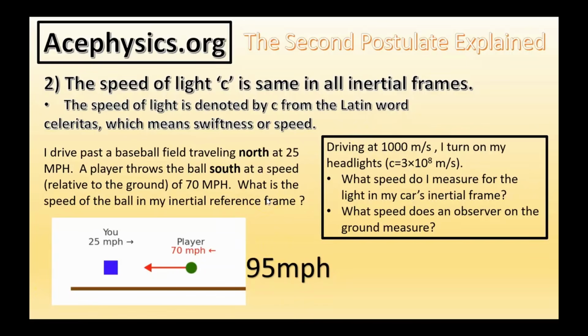Now let's look at a second example involving the speed of light. Driving at 1,000 meters per second, I turn on my headlights. The speed of light is 3 times 10 to the 8th meters per second. What speed do I measure for the light from my car's inertial reference frame? What speed does an observer on the ground measure? The answer is c, the speed of light. It's not the speed of light plus 1,000 meters per second. That's not the way it works. The speed of light is the same in all inertial reference frames.